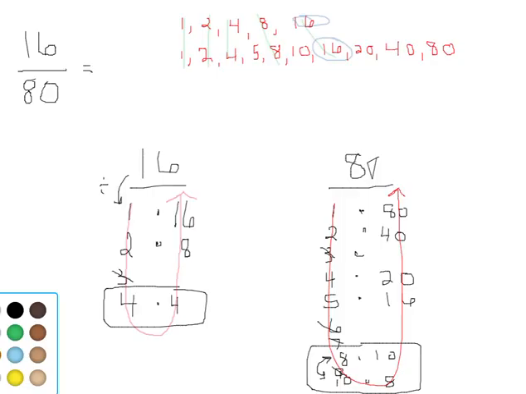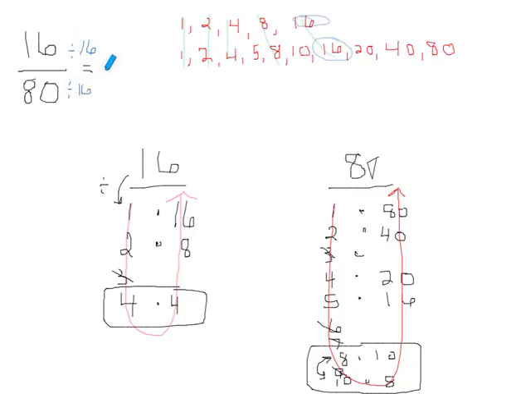So I am going to divide both of these numbers by 16. 16 divided by 16 is 1. And what's nice about listing all the factors is if you don't know what 80 divided by 16 is, you've already listed the factors, so it's 5. And I am done.